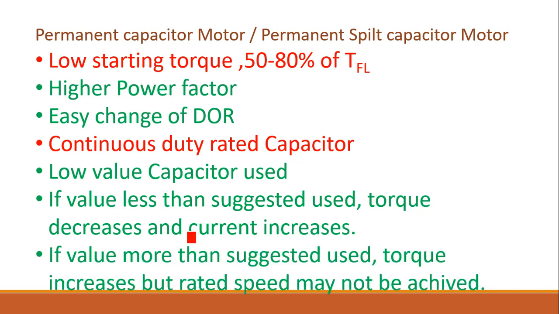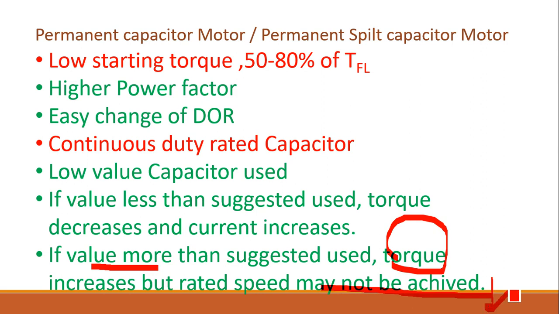And what happens if it is increased? If you are using a 3 microfarad capacitor and you change to 5 microfarad, the torque will increase definitely, but the speed may not reach the right value. The speed may be reduced. So as a technician, you should remember that the value given by the manufacturer should always be used for the capacitor.